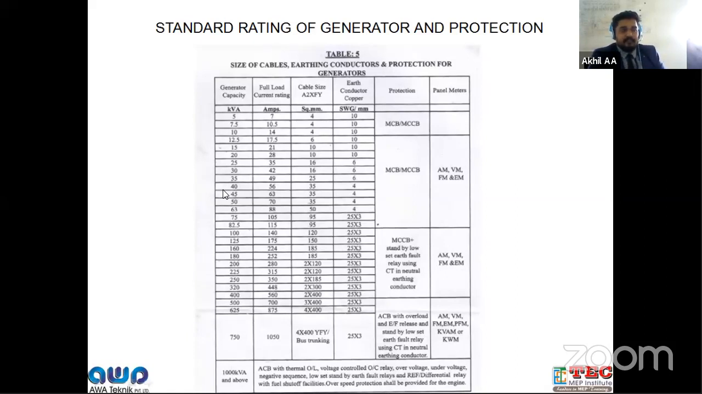What all factors will be affecting the cable's rating? You have to calculate the derating factor. What is the provision for?